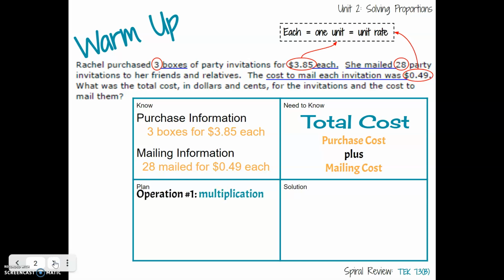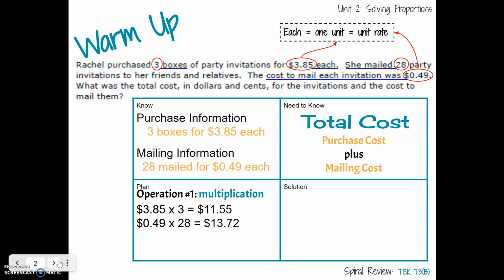So the operation we're going to use, because we have eaches, or we have that unit rate, is multiplication. We are going to multiply 3.85 times 3, and 49 cents times 28. We have $11.55 for the purchase information, and our mailing information is $13.72.